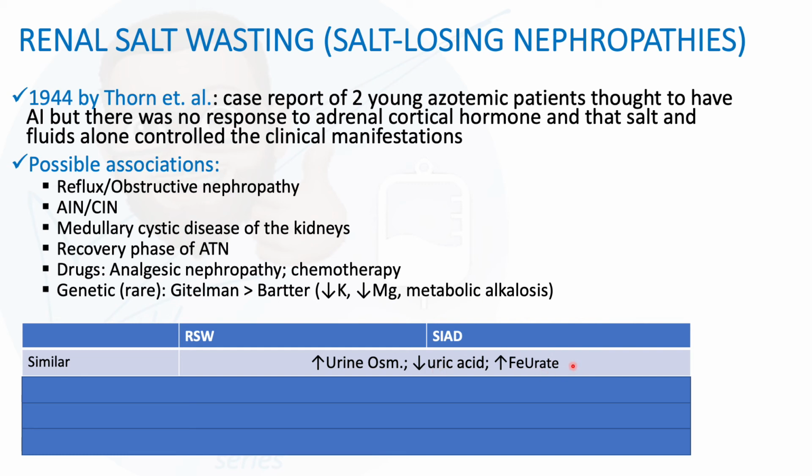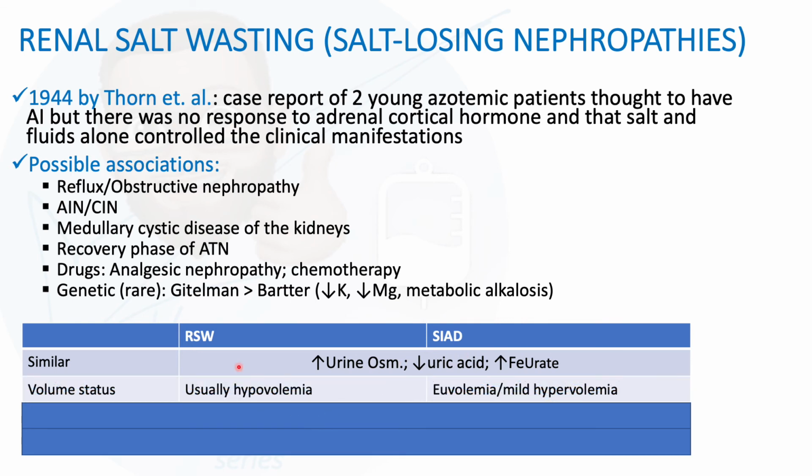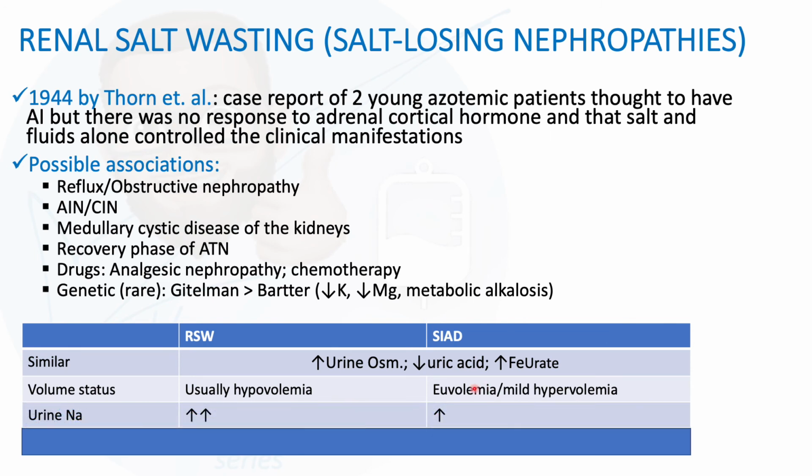But with SIADH, there's also an increase in the excretion of urate, or increased fractional excretion of urate, and that could partly explain the decrease in uric acid in renal salt wasting. And regarding the volume status, as you can imagine, in renal salt wasting, because of the loss of salt and volume, patients are usually hypovolemic, and in SIADH patients are usually euvolemic or mildly hypervolemic.